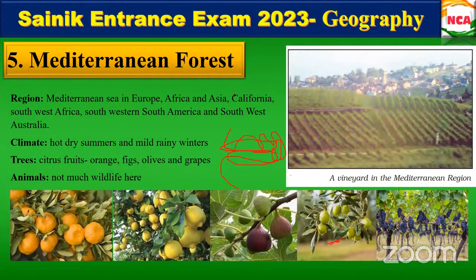Okay, Asia, California, Southwest Africa, and Southwestern South America, and also in Southwest Australia as well. So this type of region will have hot, dry summers and mild, rainy winters. Okay, hot, dry summers and mild, rainy winters. We can find this. And the regions near the Mediterranean have the same type of vegetation. That is why it is called Mediterranean. There comes the name. It is mostly found in the region where the Mediterranean Sea is covering. That is why we have this name, Mediterranean vegetation.